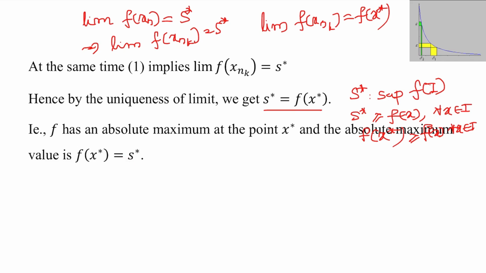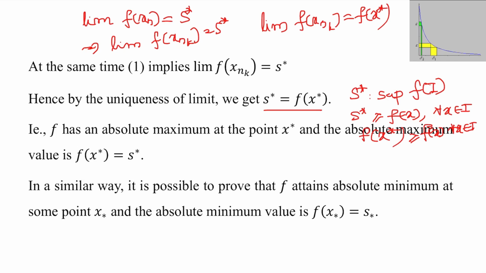So any continuous function on a closed bounded interval attains an absolute maximum in its domain. In a similar way, we can prove that f attains an absolute minimum at some point x lower star and the absolute minimum value is f of x lower star equal to s lower star. Hence, the maximum minimum theorem.